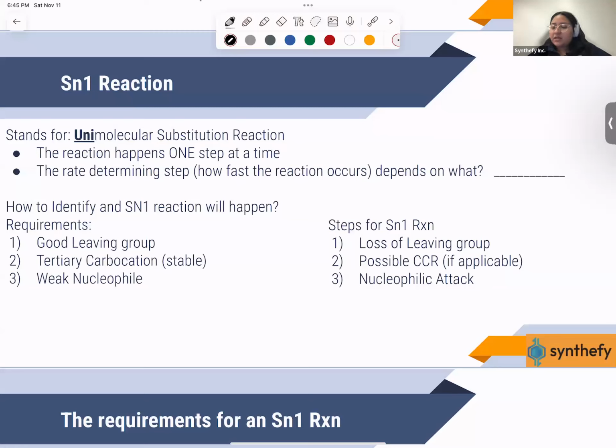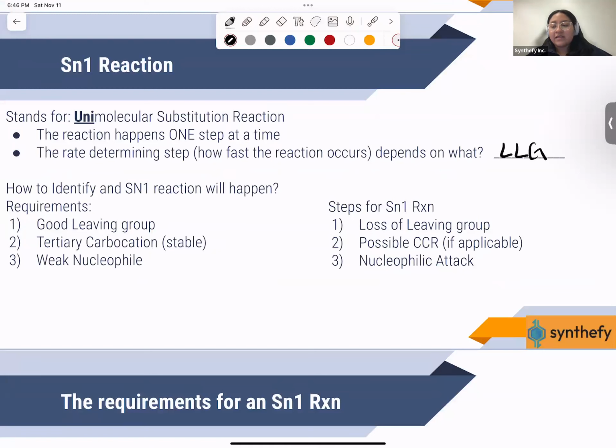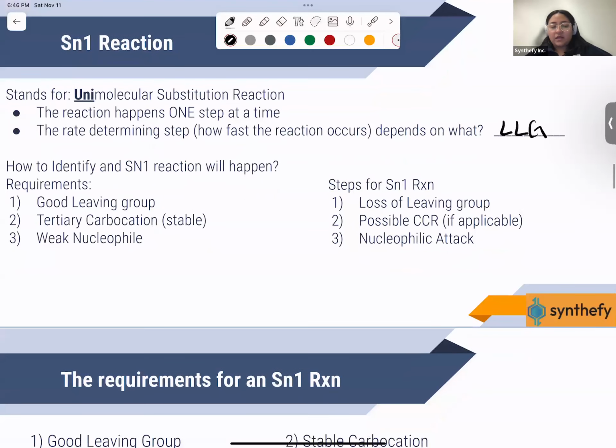And the rate determining step is caused by the first step that occurs. And the first step that occurs will determine how fast the reaction occurs. What does it depend on? It depends on your loss of leaving group. How good is your leaving group at leaving on its own and giving you an electrophile? And when a leaving group leaves, you will get your electrophile and that positive charge, you will see it. So you know exactly where it would react with the nucleophile.